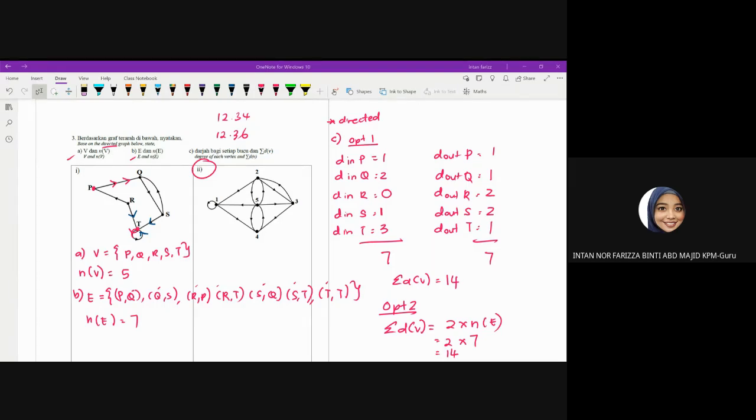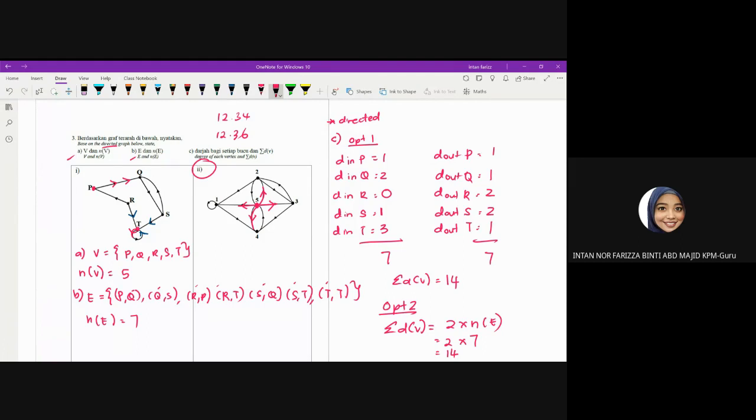Okay, I will show you the last one only for D out 5. Okay, let's look at the 5. This is your point 5. D out, that means the one that is coming out from 5. So 1, 2, 3, 4. Okay, so the total sum of degree of the vertices is 24.